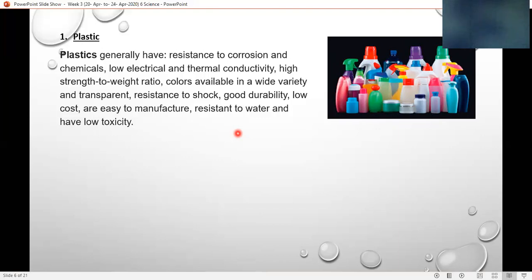And they have low electrical and thermal conductivity, meaning they can't conduct electricity or heat well. That's why you have plastic spoons and plastic handles for cooking, and the plastic cables and plastic pipes of electrical wire. Because they can't conduct electricity, but they have a high strength to weight ratio. That's why they are very hard and can't just be broken down by your hands. Different varieties of color are available, as you can see in the picture, right? And their resistance and durability is very good, and they cost very little.